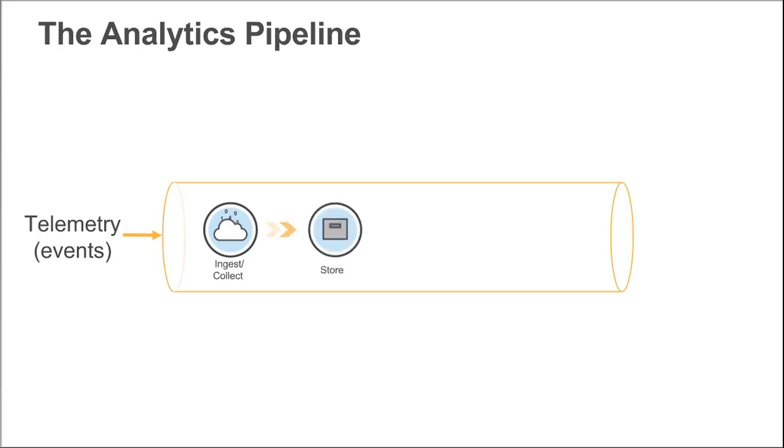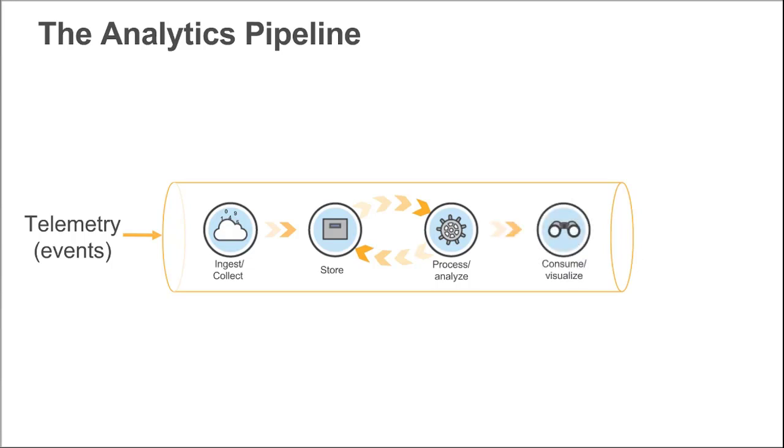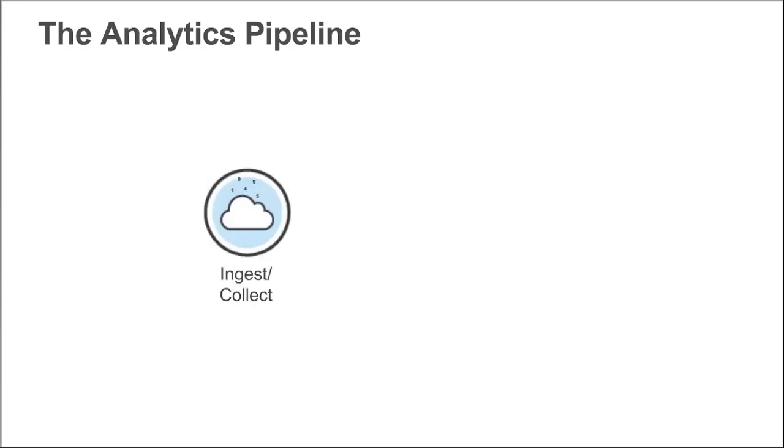And then there's usually an initial storage zone, followed by the meat of the analytics pipeline, which is the process and analysis. And oftentimes you'll see a back and forth between the storage and the processing. And finally, you are consuming that data. And what you're really consuming are the metrics or the answers. We'll look at this as we look at a couple of examples.